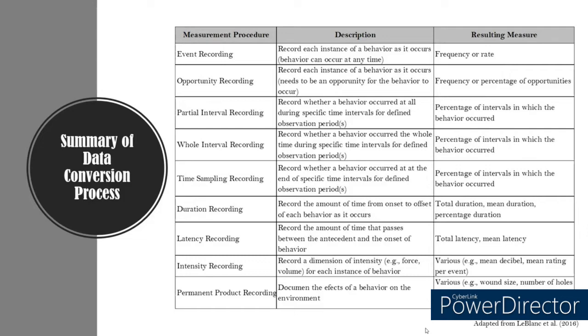Partial interval recording. Partial interval recording is a discontinuous measurement, and in this we record whether a behavior occurred at all during the specific time interval. Say for example, we make the bins of 5 seconds. So if behavior occurs even for 1 second, it is counted. So there are multiple bins, say there are 10 bins of multiple time intervals, and then we say that only 3 bins have a tick mark because the behavior occurred during that time. So we take the percentage of the intervals in which the behavior occurred.